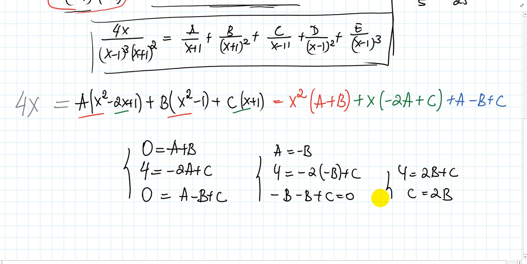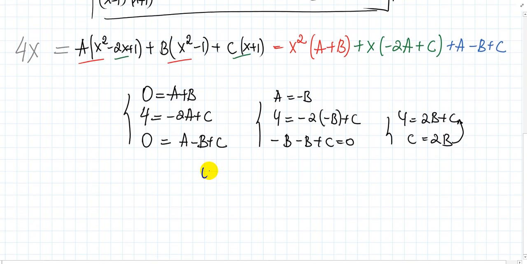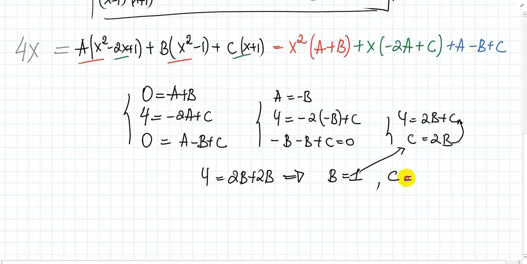Right? The third equation gives me minus 2b plus c equals 0, which gives c equals 2b. So let me put c equals 2b into the second equation, and I will have 4 equals 2b plus 2b. What is b from here? 1, right? If you put this into the third equation, what do you get for c? 2.